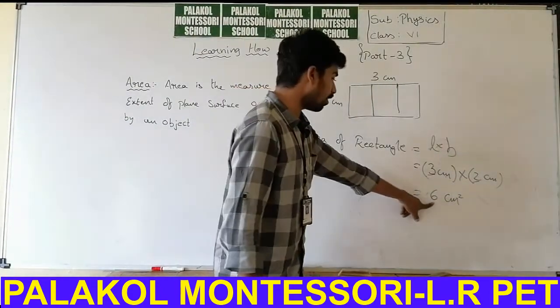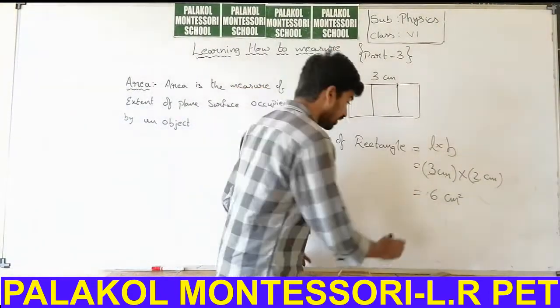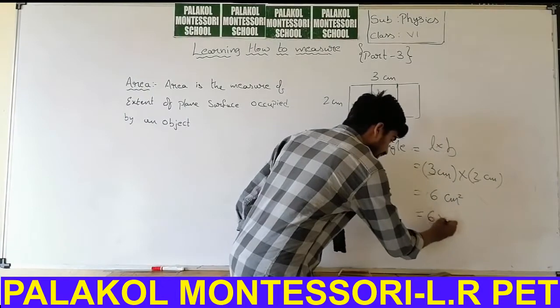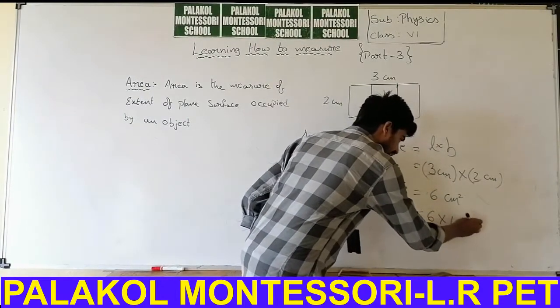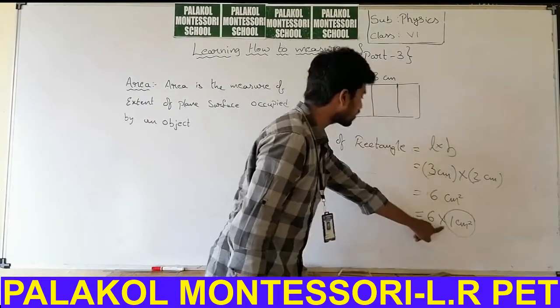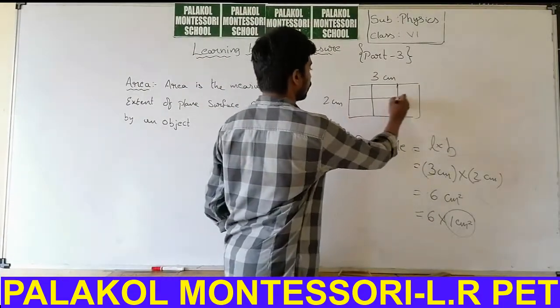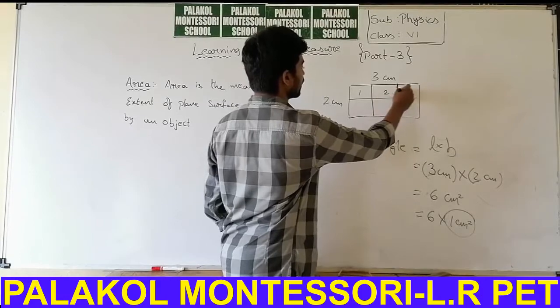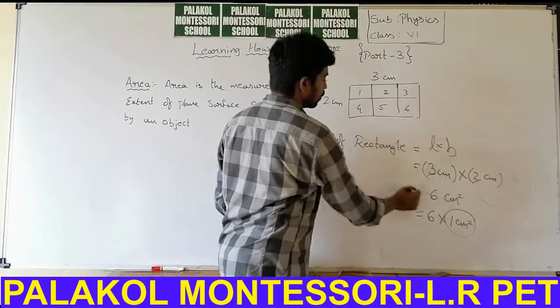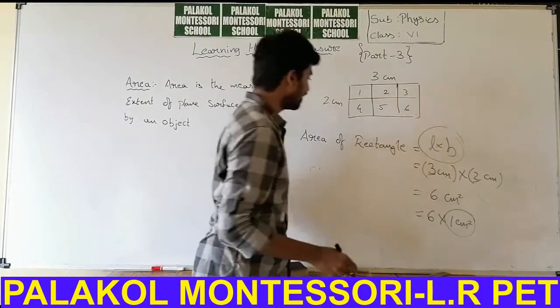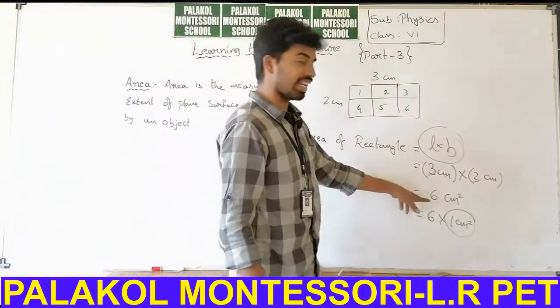So what you have got is 6 centimeter square. What does that imply? 6 into 1 centimeter square. How many 1 centimeter boxes will be available here? 6. If you divide this also, see 1, 2, 3, 4, 5, 6. So this is the formula for calculating area of rectangle. You will calculate like this.